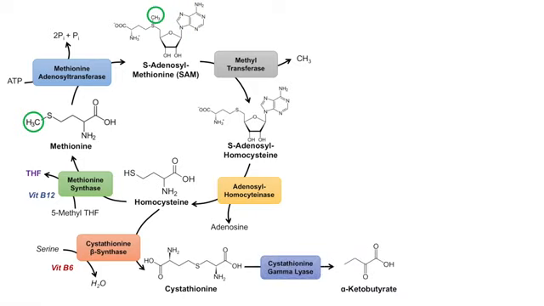Now, cystathionine itself can then be acted on by cystathionine gamma lyase to form alpha ketobutyrate. And in this process, it takes a water molecule, and it essentially chops off that additional carbon skeleton that we added before, and it gives us cysteine and an ammonium group.